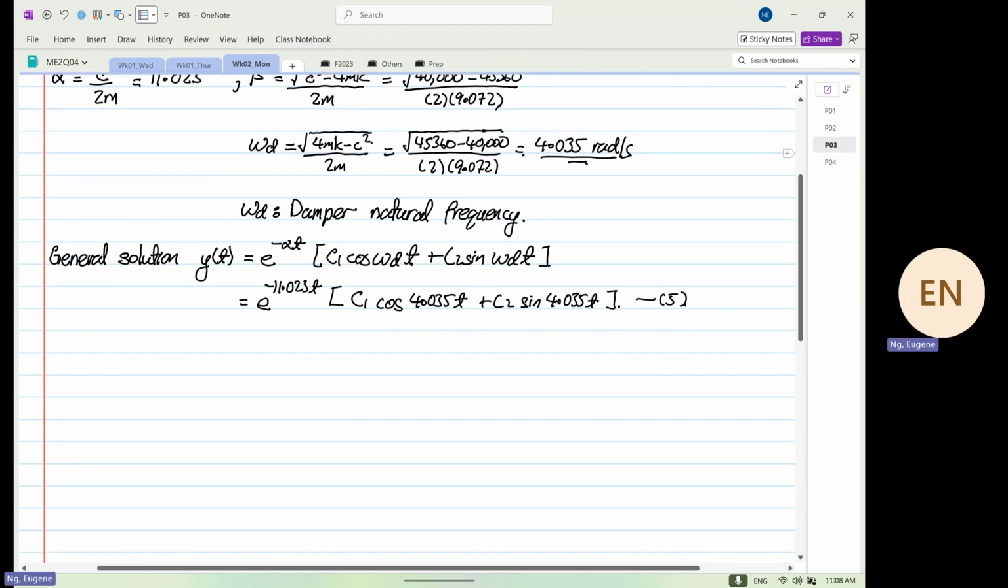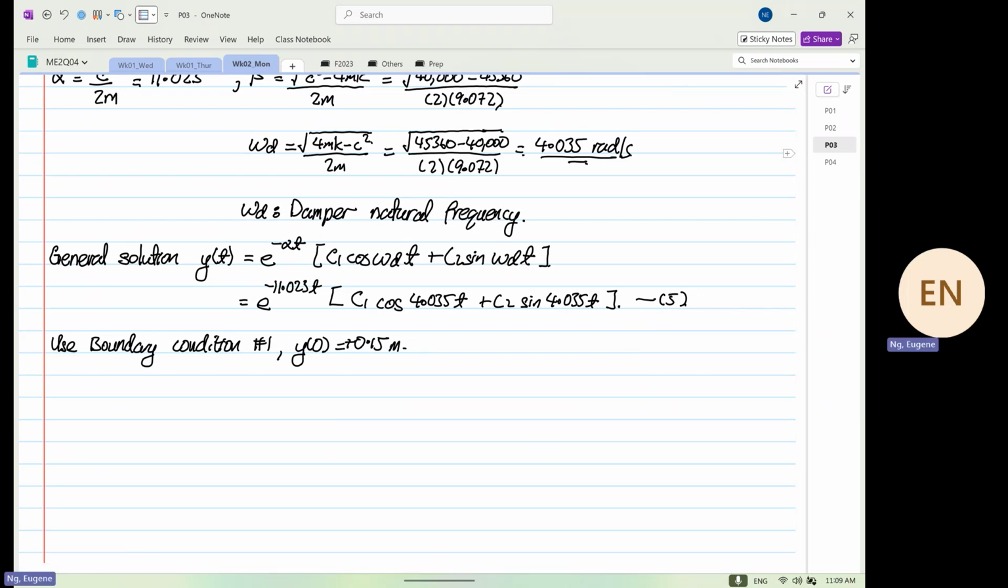So from here, we're going to substitute. We're going to use boundary condition number 1, where we have y as a function of time. The initial condition is positive 0.15 meters. So time is equal to 0 then, right?